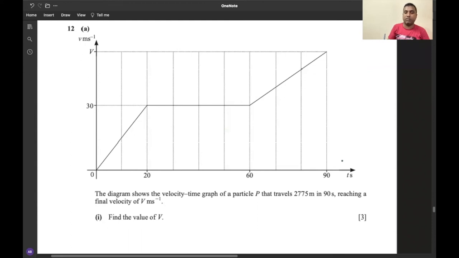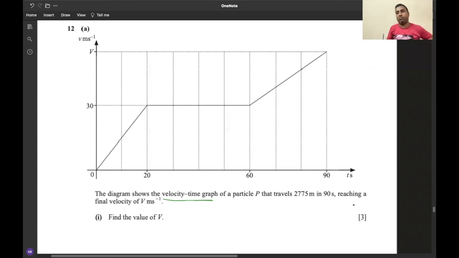The diagram shows the velocity time graph of particle P that travels 2775 meter in 90 seconds, reaching the velocity V. Find the value of V.